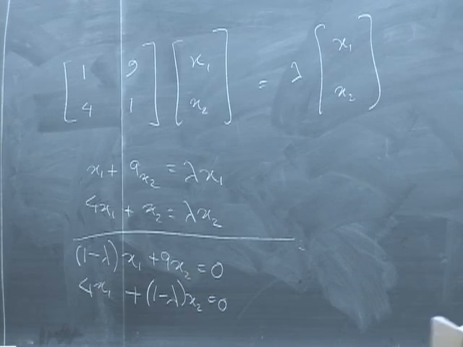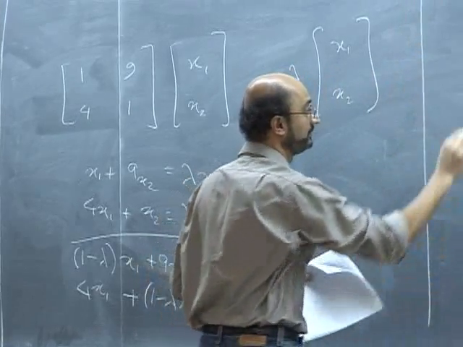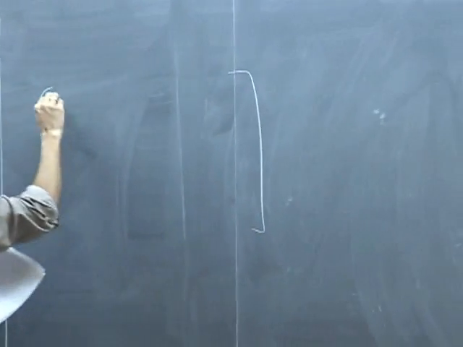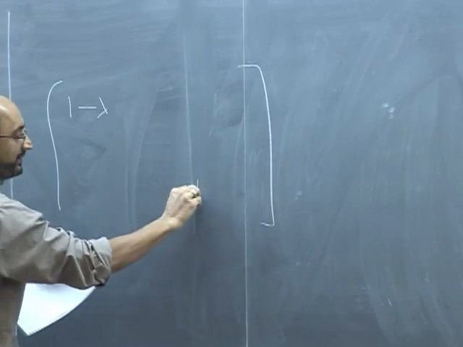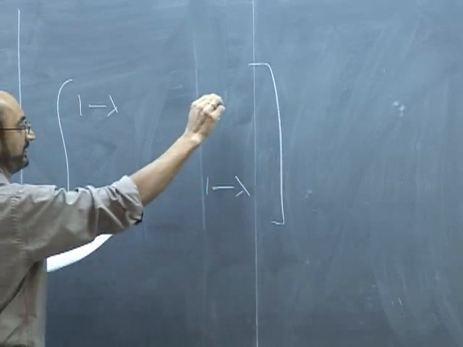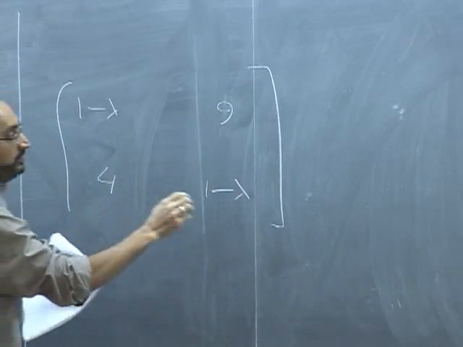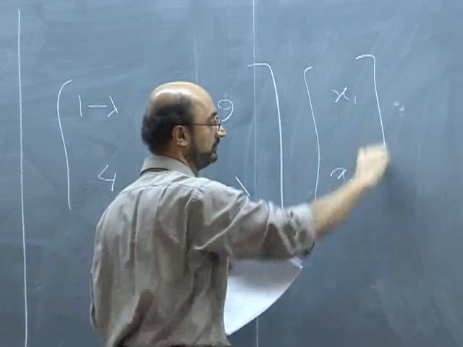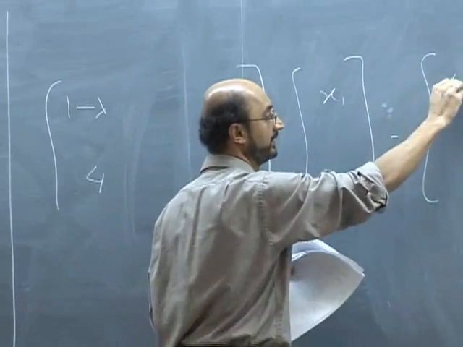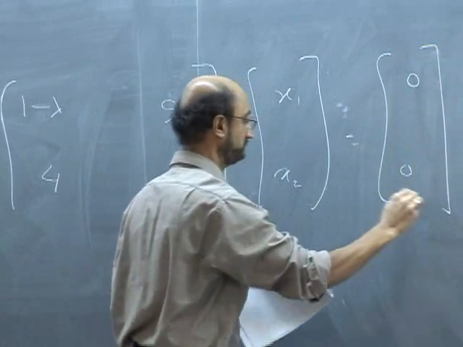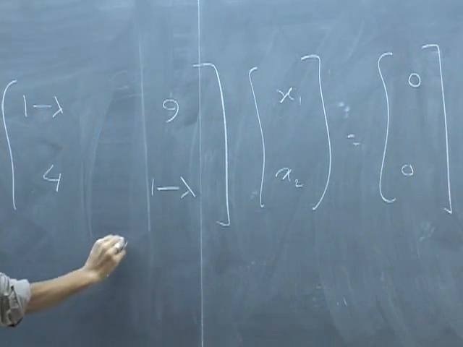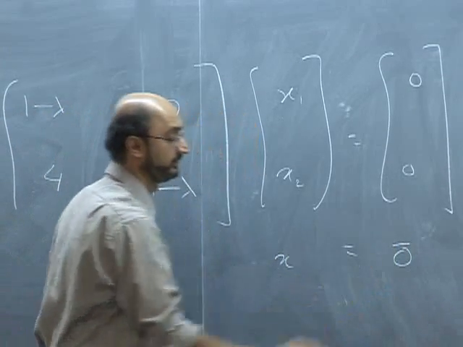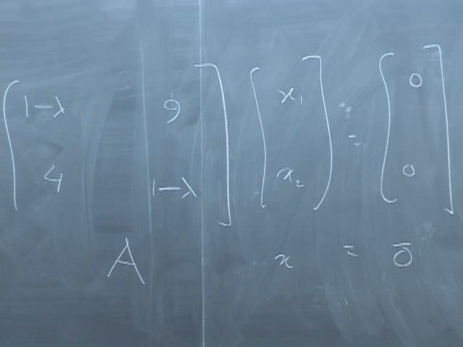And the way I do it is to just simply write this in the form like this. I just say, here's a matrix, 1 minus lambda, and you get 1 minus lambda again, and 9, 4, okay, times x1, x2 equals the 0 vector, 0, 0. And again, just to keep things simple, I call this A, this x equals 0, okay? I haven't done anything complicated here.